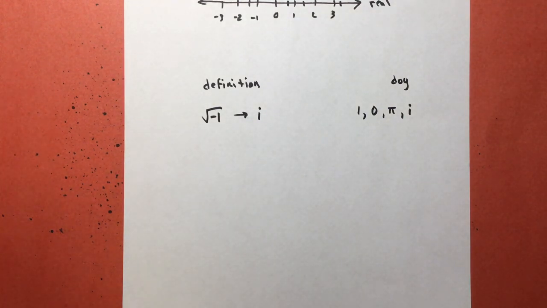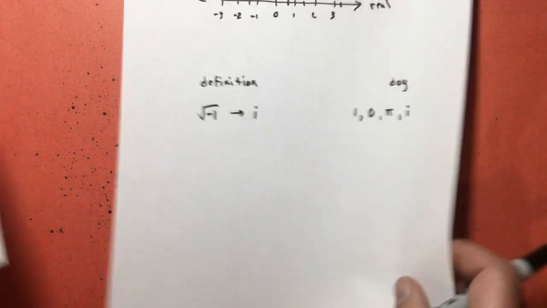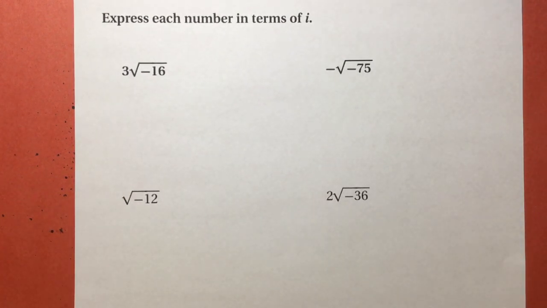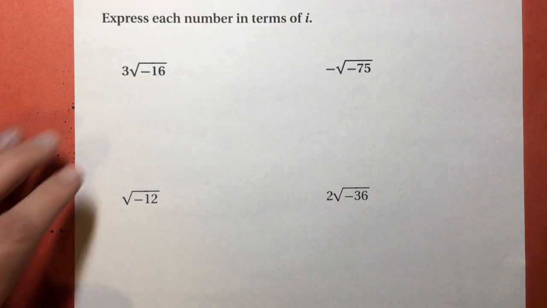So, whenever I see the square root of -1, I'm going to change that to i. Let me do a couple of problems for you real quick. We're just going to express these radicals in terms of i. And this is how it works.